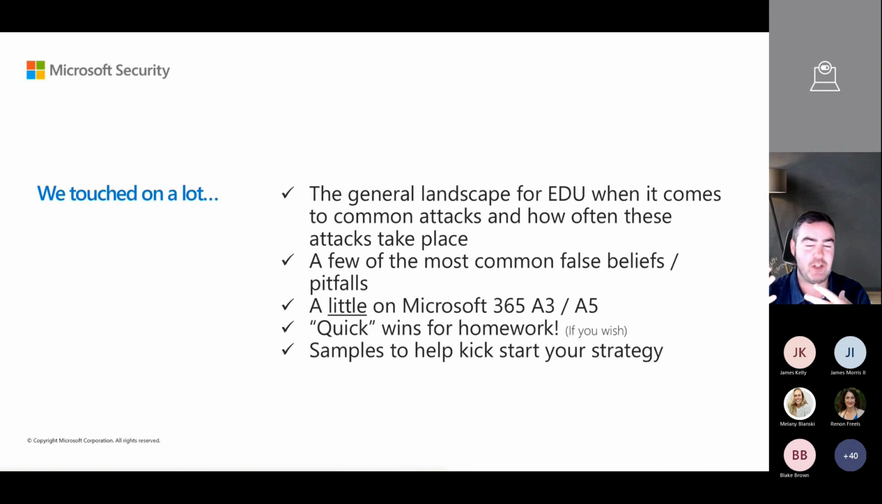Awesome. So we touched on a lot, right? We touched on the general landscape for EDU when it comes to what we're seeing from a common attack perspective, obviously a lot of it stemming from email-based compromise, ransomware, and so forth, to some of those common misbeliefs or pitfalls, right? Again, sometimes we have reasons, and that's totally fine, but it's just understanding and justifying and accepting that risk that's potentially there. Touched a little on A3 versus A5. There's still a lot to unpack there, both from a licensing perspective as well as a feature and functionality perspective. And then we gave you some quick wins as well as some homework, right, in those best practices and strategy that you definitely want to make sure you go through that stemmed from our human operated mitigation plan.